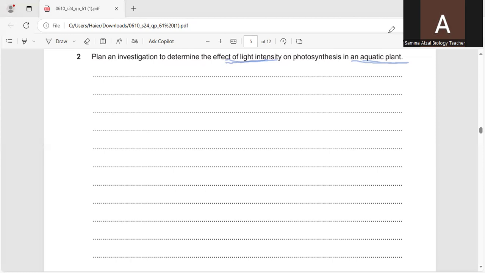First of all, I'm going to write the dependent variable. In this case, the dependent variable will be the oxygen, which will be produced as a result of photosynthesis. Because as a result of photosynthesis, oxygen is produced. So the dependent variable in this case is oxygen.